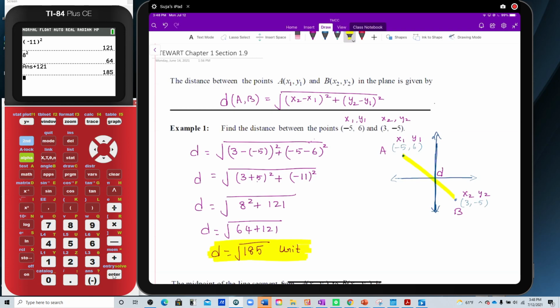So the distance from point A to point B is the square root of 185 units. If I want to find the approximation, I can do the square root of 185, and that's approximately 13.6015, whatever the unit.